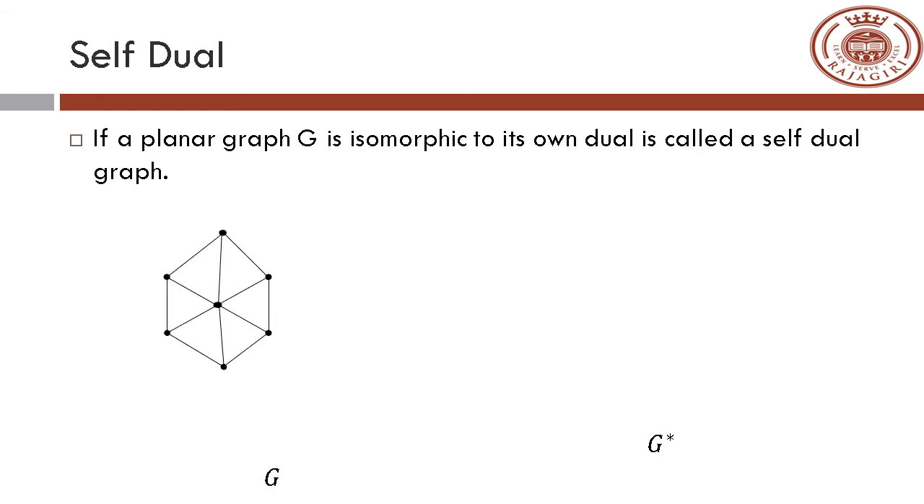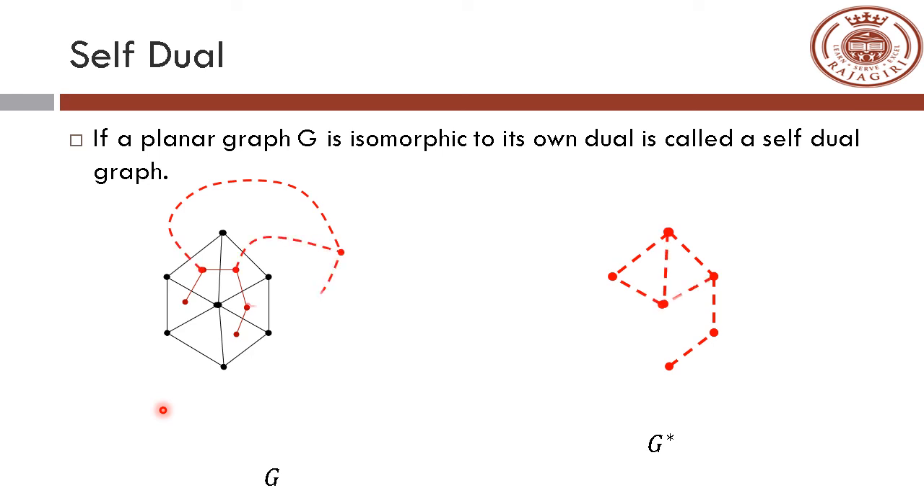Self-dual graph. If a planar graph G is isomorphic to its own dual, it is called a self-dual graph. Consider the following example. You are given a planar graph G. Its dual graph can be constructed like this. We place vertices corresponding to each region, including the exterior and interior, so that we can construct the dual. From exterior to interior.